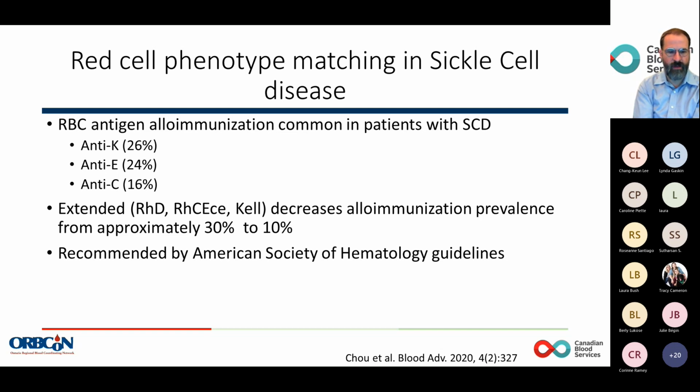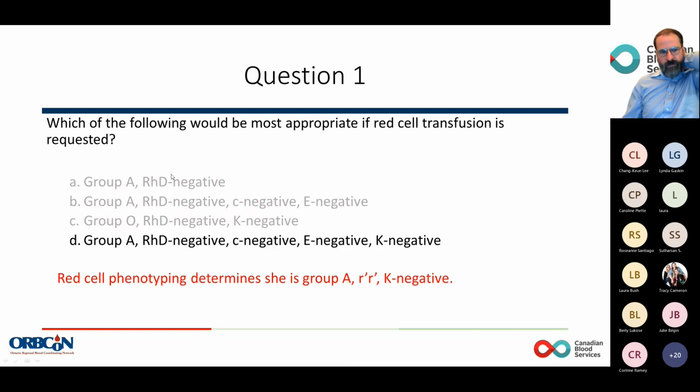That's a practice that's recommended by the American Society of Hematology guidelines, and I think adopted by most Canadian centers. So of the options available, which best matches that requirement? It's going to be option D, because that's the only option that takes into account the patient's RHD, CE, and Kel status. The other options either ignored both of them for option A, ignored the Kel status for option B, or ignored the CE status for option C. So D would be the best answer there.